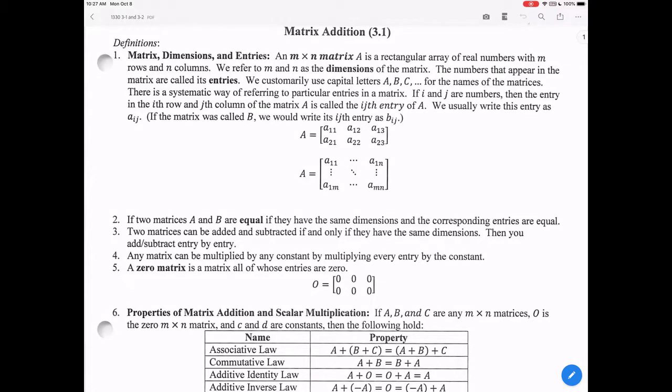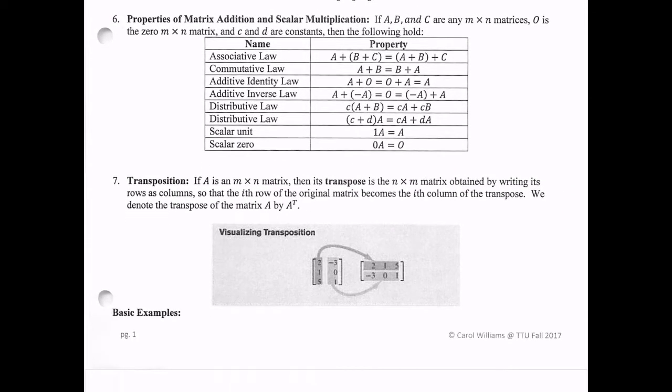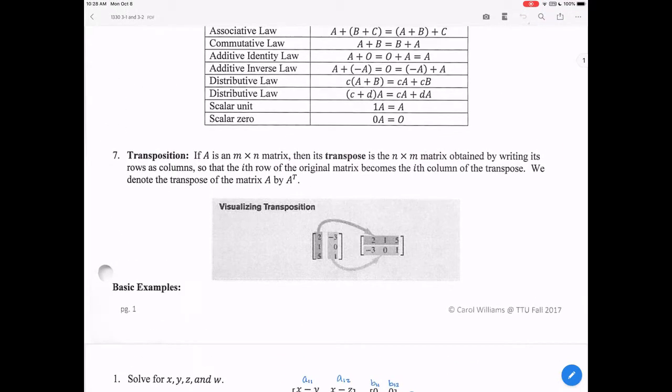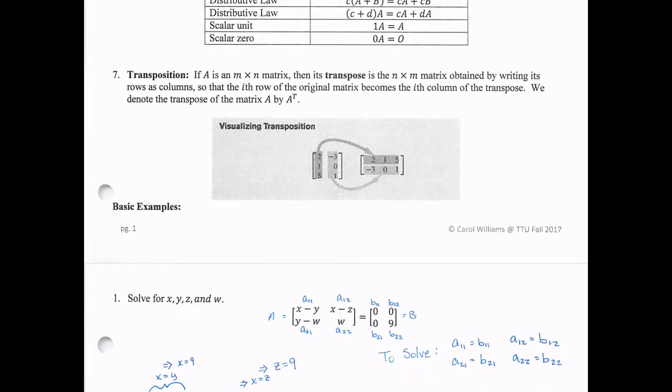Okay, this is a video for 1330, section 3.1 and 3.2. I am going to be covering how to add, subtract, and multiply matrices. There is no division for matrices. Now, for addition, you have to have the same size matrix and you add term by term.